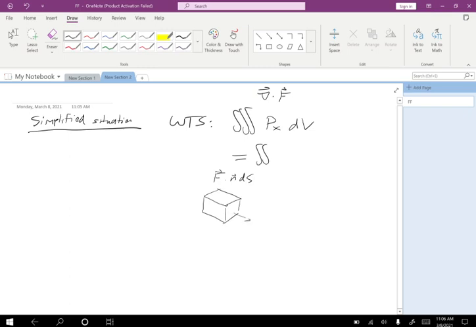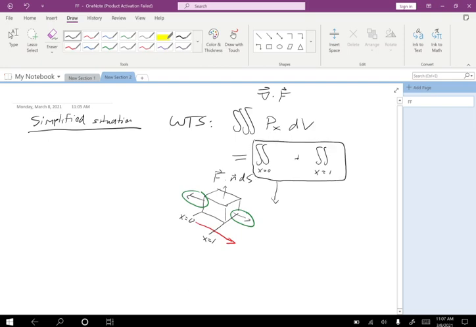So the normal vector points out. That's our convention. And remember F, I'm going to draw F in the x direction. Notice that F is perpendicular to everything except for these two faces: the x equals 1 face and the x equals 0 face. That's it. So it's the x equals 0 plus the x equals 1. So let's just actually write out what these integrals are.